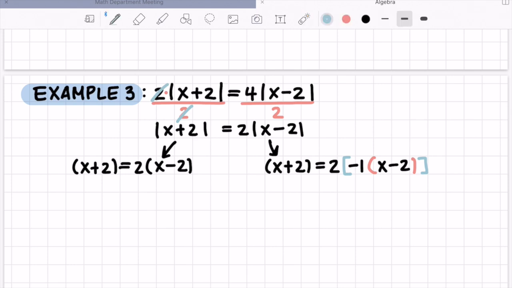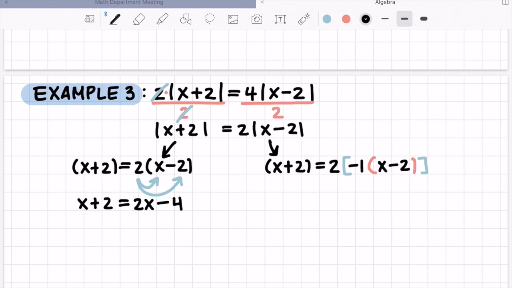So let's start solving for x. On this side, I see that there is a distribution. So I'm going to distribute the 2 with the x and the -2. I get x plus 2 equals 2. 2 times x just gives me 2x. And then 2 times -2 equals -4.